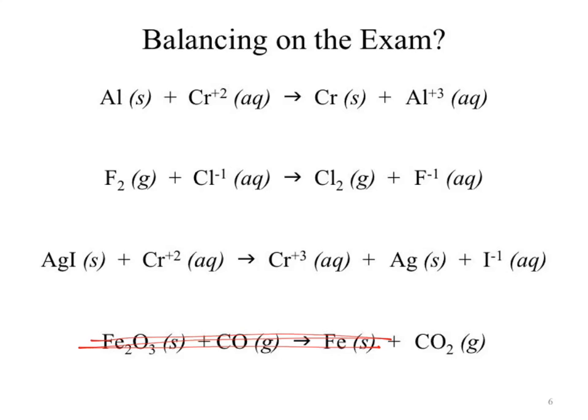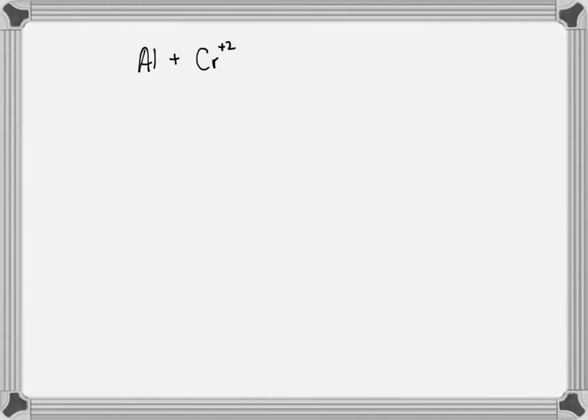I might need someone to remind me, but I will try and see if I can get this in one pass. Our first question starts with, oh geez, I think I already forgot it. Was it aluminum solid? Yes. So we start with aluminum plus chromium +3 goes to chromium solid and aluminum +3.